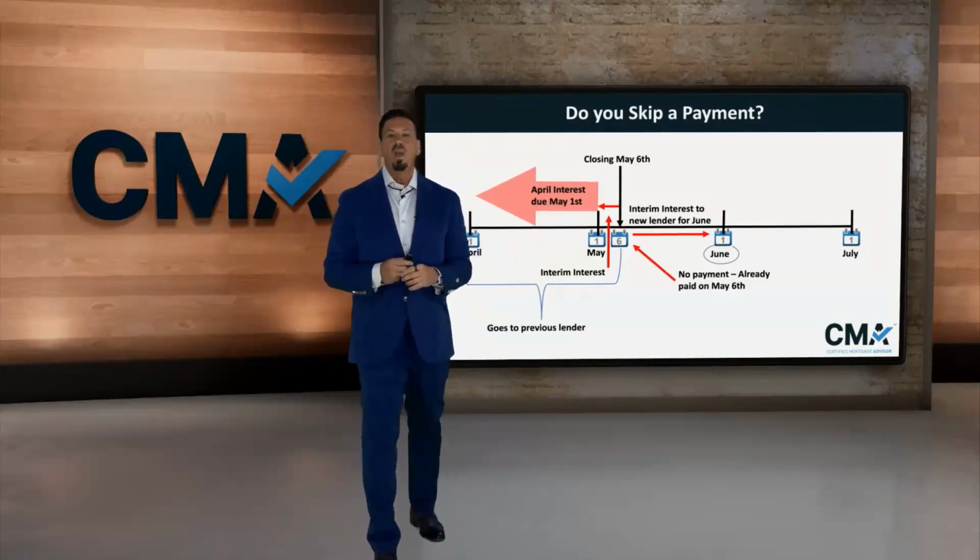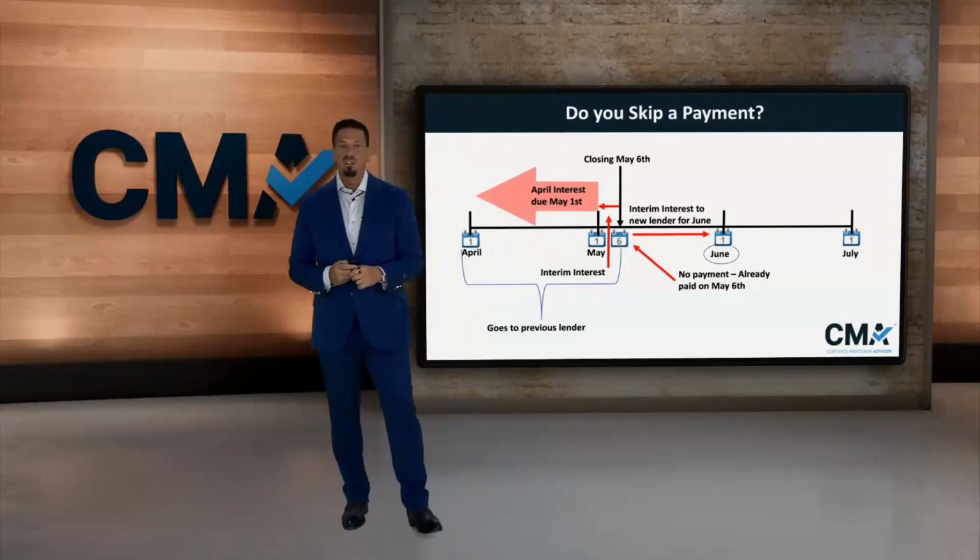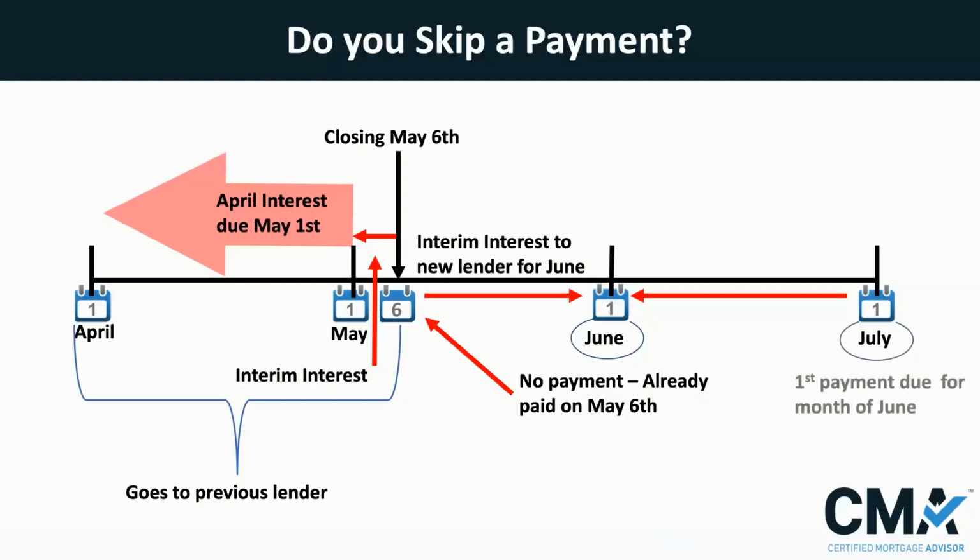So now, when's your first mortgage payment? Your first number one mortgage payment on this transaction? Well, it's July 1st. For the first full month that's uninterrupted, the month of June. And that's how it works. Now, this is a simple example.